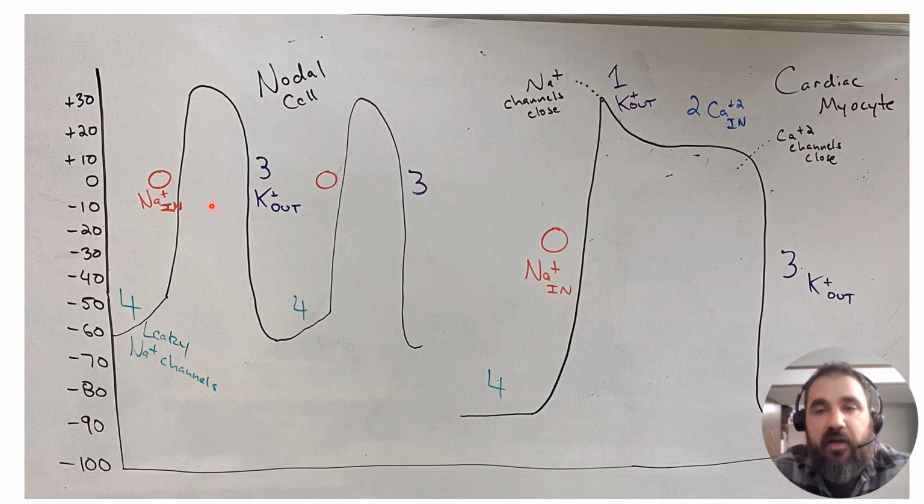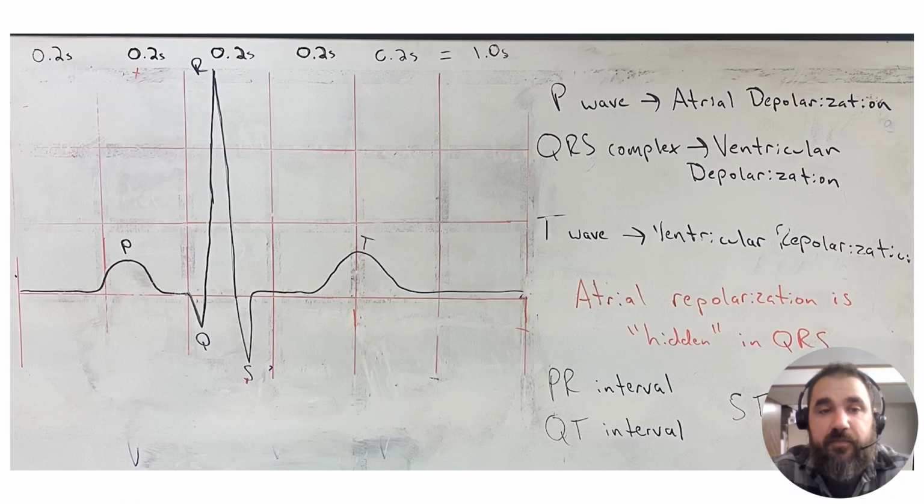All right, this is just comparing the two waveforms again. We can see the nodal cells, the leaky sodium channels, we hit negative 40-ish, and then we have depolarization of sodium moving in, repolarization of potassium moving out, no plateau phase. Cardiac myocytes have a more negative resting potential of negative 90, so we have depolarization. Then we have phase 1 and phase 2, the plateau phase, so sodium channels close right here, calcium channels close right here, potassium continues to move out, and we fully repolarize.